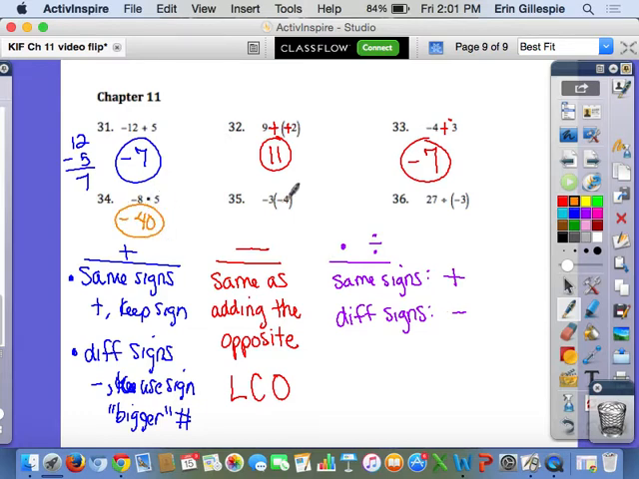35, remember number next to parentheses means multiplying. So I can think of this as like 3 times 4, well that'd be 12. Same signs, they're both negative, so that means this is a positive answer, positive 12. And then 27 divided by negative 3. Well, 27 divided by 3 would be 9. They're different signs, so that means it's negative, so negative 9. That's it for our KIF Chapter 11.